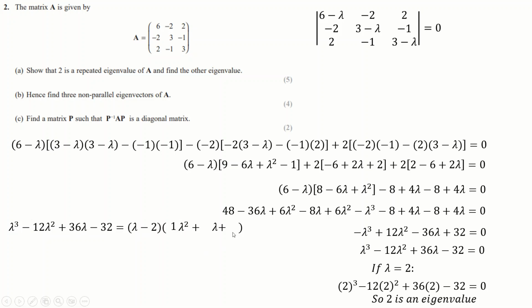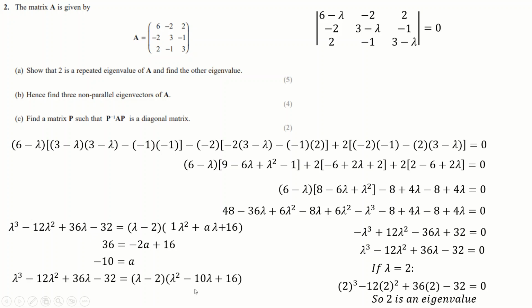Minus 2 times plus 16 makes negative 32, so that's a plus 16. If you just call this a for a second and look at the lambdas, you've got 36 lambdas over here, and you've got minus 2a over here, and also plus 16. So minus 2a plus 16 is equal to 36. And of course we can just solve that to get a as minus 10, and that will be our fully factorized form.